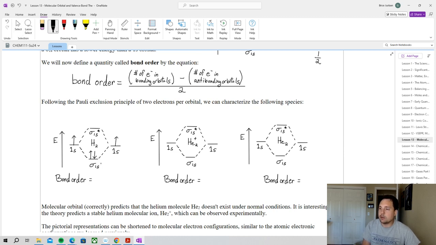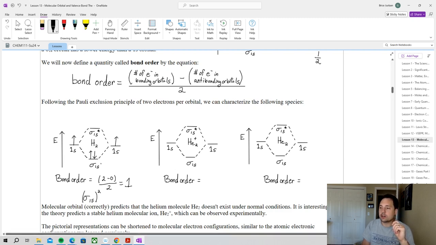The bond order for this is going to be, well, there's 2 bonding electrons minus 0 antibonding electrons divided by 2 gives us a bond order of 1. So hydrogen gives us a single bond, which is what we expect from the Lewis structure. We would write out its molecular electronic configuration as sigma 1s squared, where the squared indicates there's 2 electrons in the sigma 1s molecular orbital.